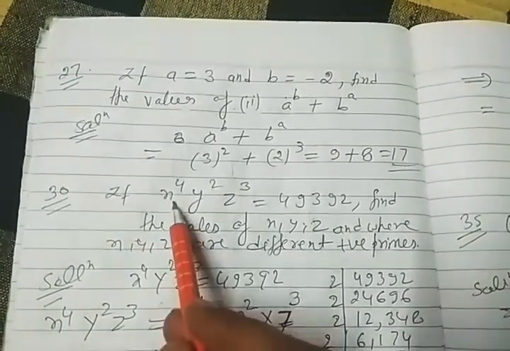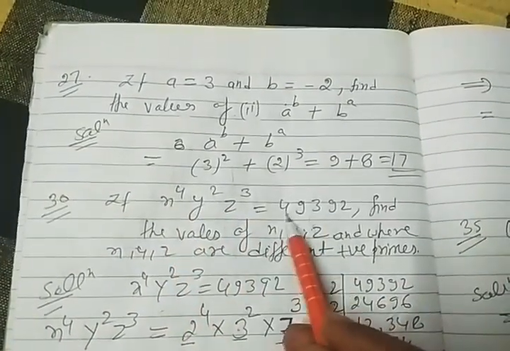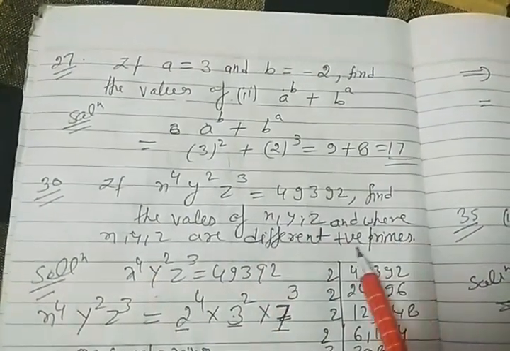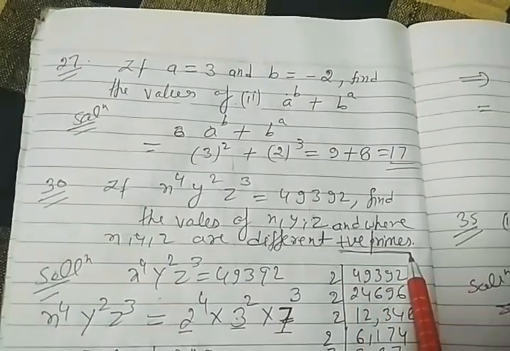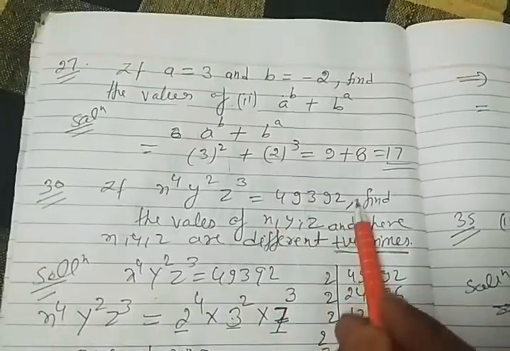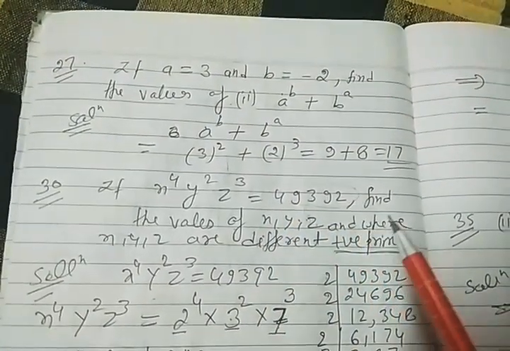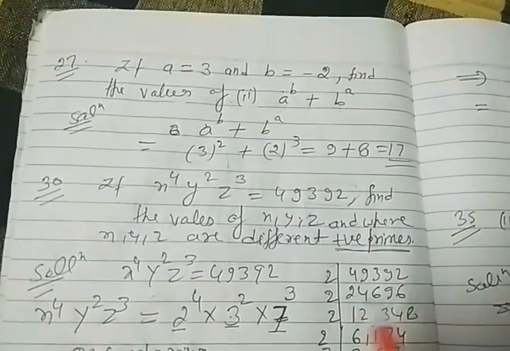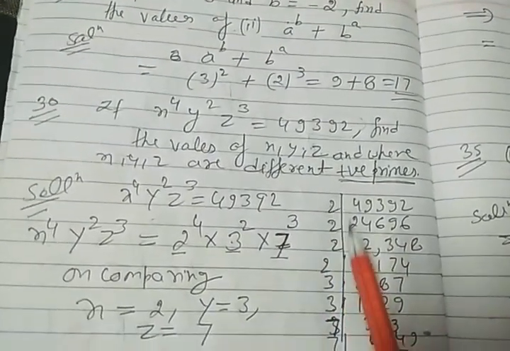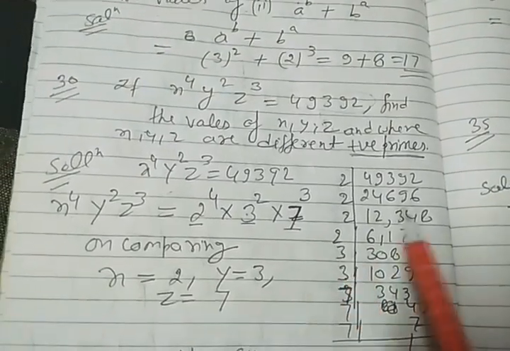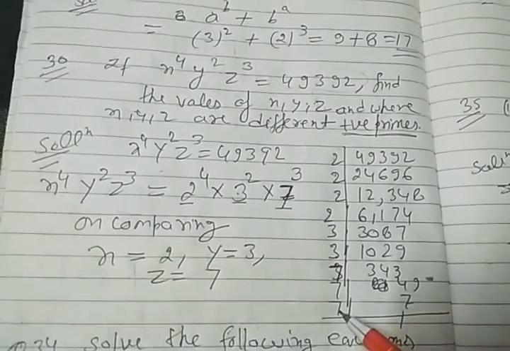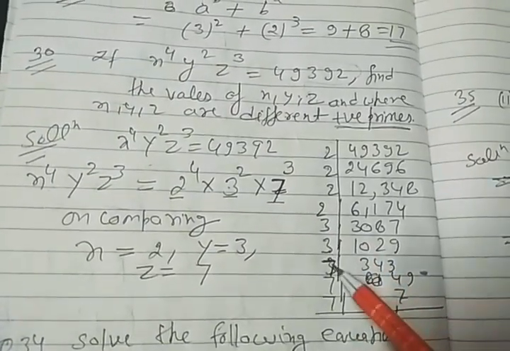Now if x^4 y^2 z^3 equals 49392, then find the value of x, y, z, where x, y, z are different positive prime numbers. For this question, first of all, we factorize this number as a product of prime numbers. So here are the factors: 2 into 2 into 2 into 2, 2 four times, then 3 into 3, 3 two times, and 7 into 7 into 7, 7 three times.